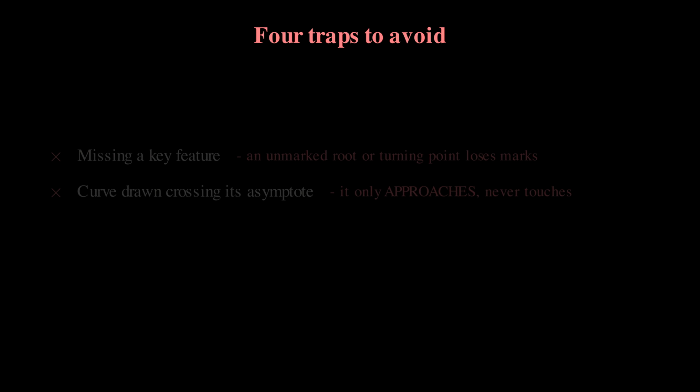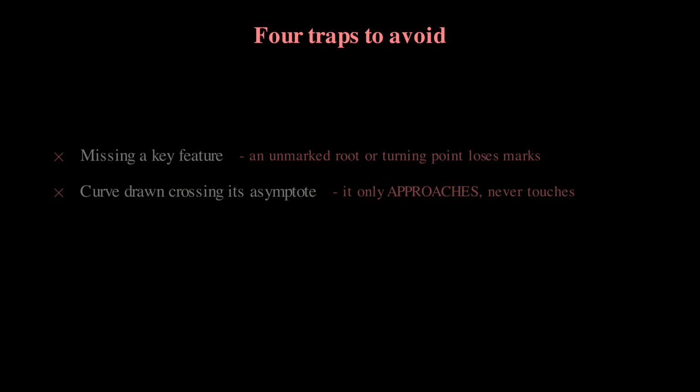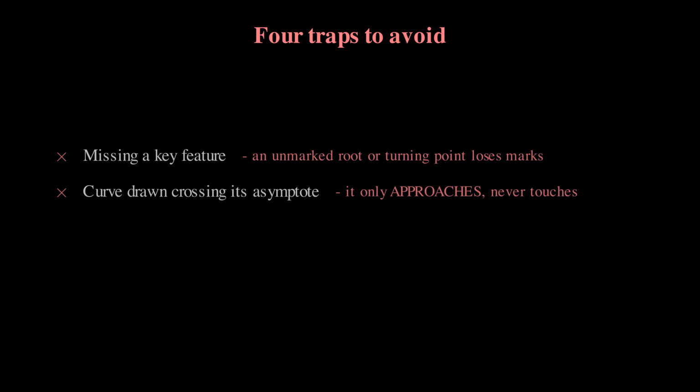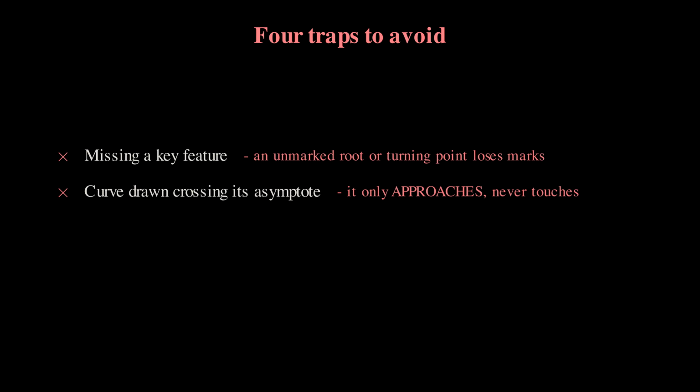1. Missing a key feature. An unmarked root or turning point you didn't label. If it's a feature, mark it. 2. Drawing the curve crossing its own asymptote. The curve only approaches that line. It never touches it near the ends.